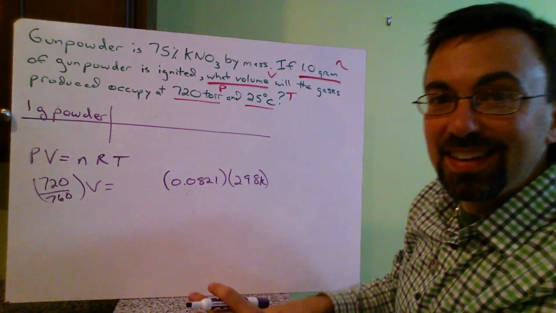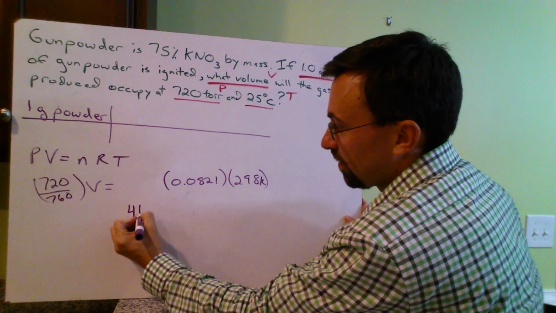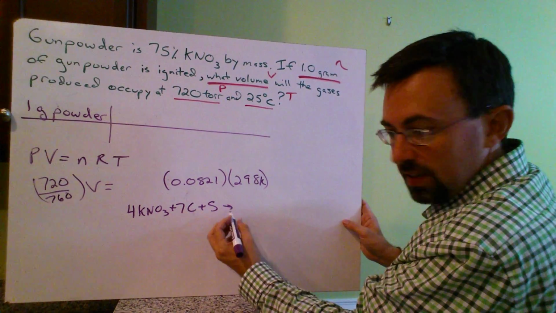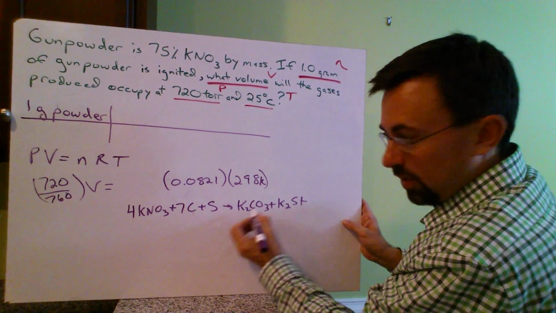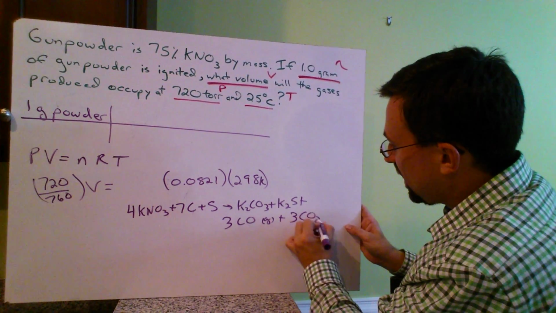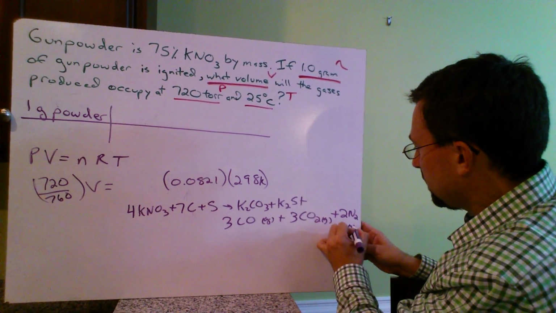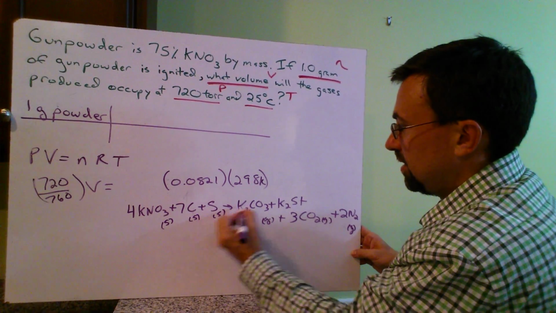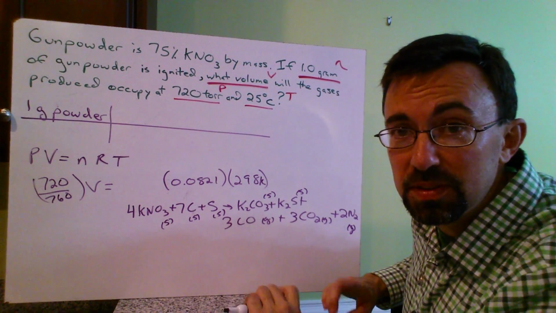Oh, and I totally forgot a piece of the problem. Let me put a very important piece of the problem down. 4 KNO3 plus 7 C plus S gives me K2CO3 plus K2S plus 3 CO gas molecules plus 3 CO2 gas molecules plus 2 N2 gas molecules. These are all solids. Solid, solid, solid, solid, solid. Okay. Sorry about that. Forgot a very important piece of the problem.